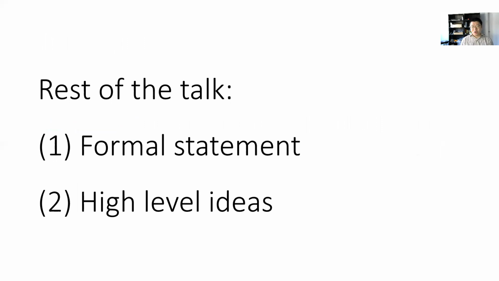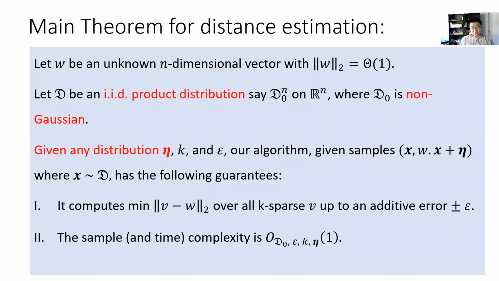The rest of the talk is organized this way. I will go over the formal statement in the next slide, then discuss some high-level ideas. Due to the time constraint, I will only state our main theorem for estimating the distance between W and k-sparse vectors. So let me go over this theorem. Let W be an unknown vector of dimension n such that its L2 norm is a constant, say between 1/10 and 10.